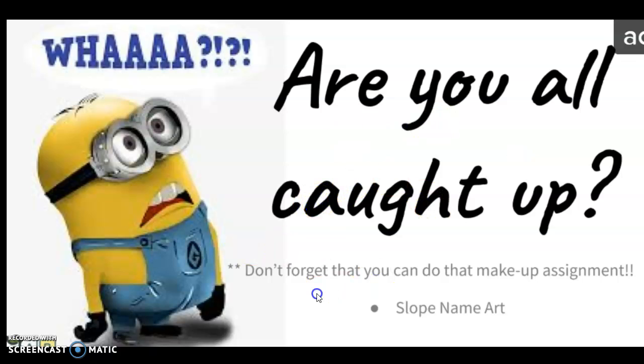Okay, and don't forget that you can use that slope name art as a makeup assignment to replace something that's missing or to add points to something.